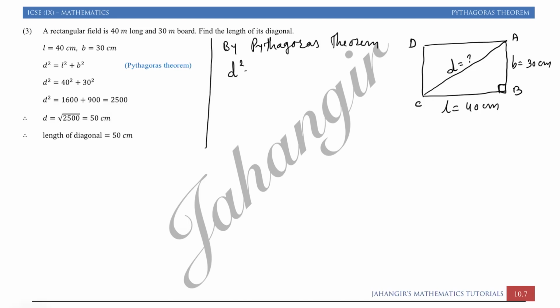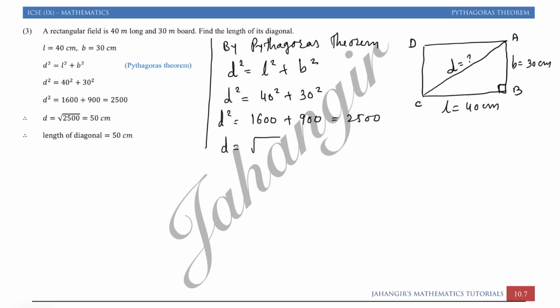D square is equal to L square plus B square. So D square is equal to L square is 40 square plus 30 square. D square is equal to 1600 plus 900, that is 2500, and D is equal to square root of 2500, which is equal to 50 centimeter. So last statement you can write length of diagonal is equal to 50 centimeter.